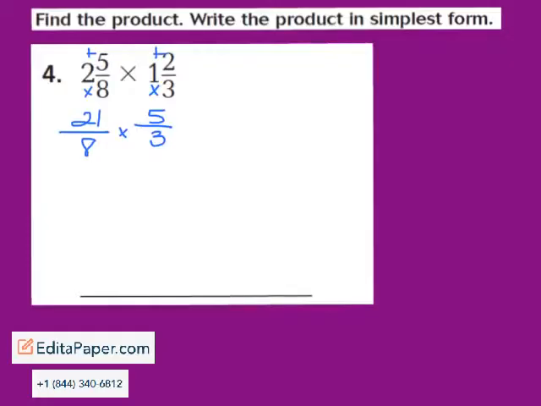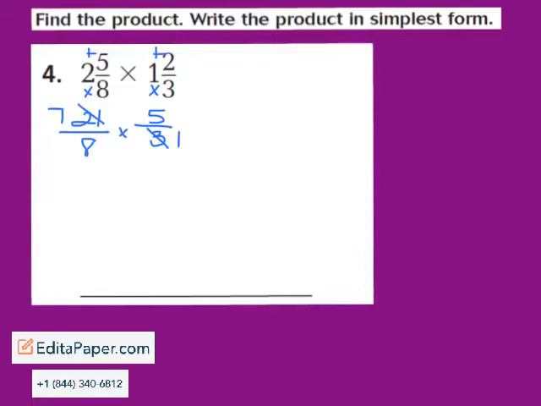So I'm going to look at the numbers that are diagonal to each other, 21 and 3, and 5 and 8. Now what I know is this. When I look at a 3 and a 21, I know that I can divide both those numbers by 3. They both share a factor of 3, so I'm going to cancel those two numbers out. And I know that 21 divided by 3 is going to give me 7, and I know that 3 divided by 3 is going to give me 1, so I'm going to turn that 3 into a 1. Now I'm going to focus on my 8 and my 5. Well, 8 and 5 do not share any common factors, so I can't simplify those two numbers.